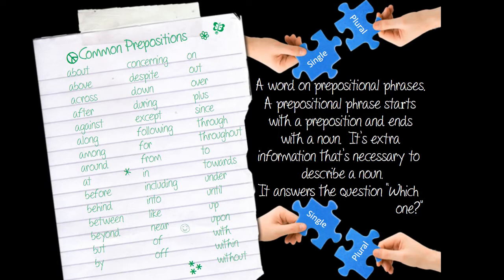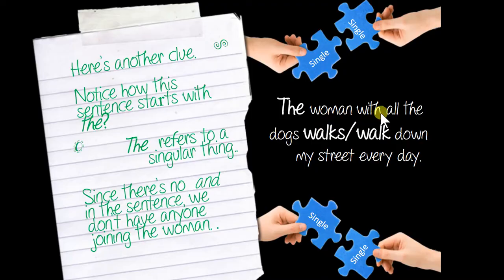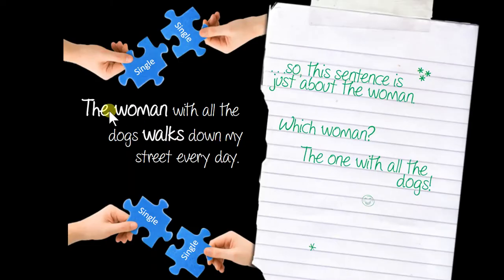So let's check out an example. The woman with all the dogs walks down my street every day, or the woman with all the dogs walk down my street every day. So here what we have is we have this prepositional phrase with all the dogs. This tells us which woman. It's like that student, which student, the one who made an A, it's just talking about the student. And so what happens whenever we take away the with all the dogs is we end up with just the woman walks down my street every day.